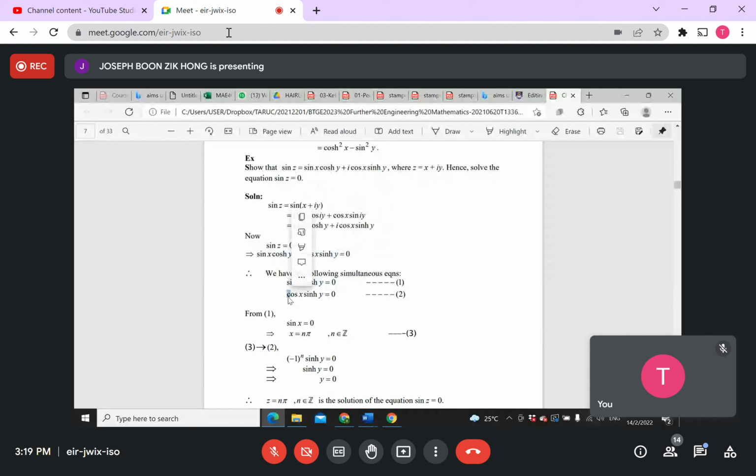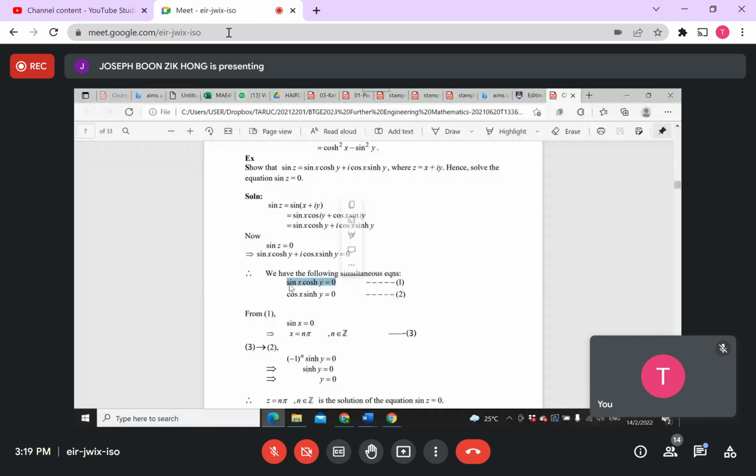How do I know which one I should start with? Let's say I take the first one, sine x cos hyperbolic y equal to 0. What happened here? Cos hyperbolic y won't be equal to 0, cos hyperbolic y cannot be 0. So you only can have your sine x equal to 0, which means your x will be n pi.